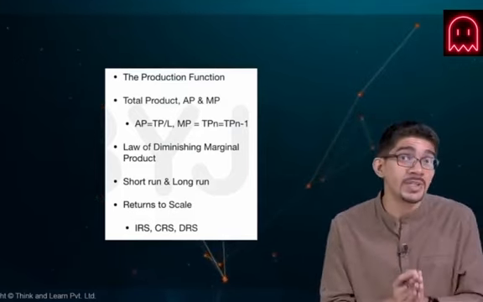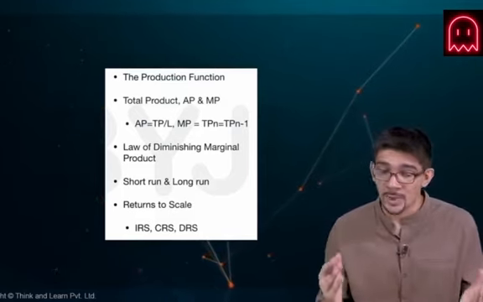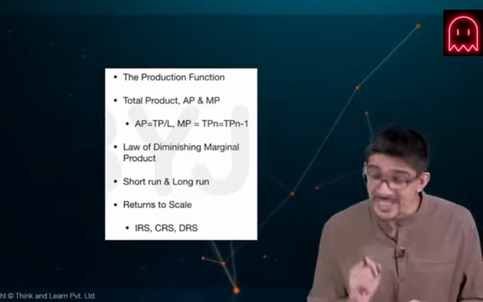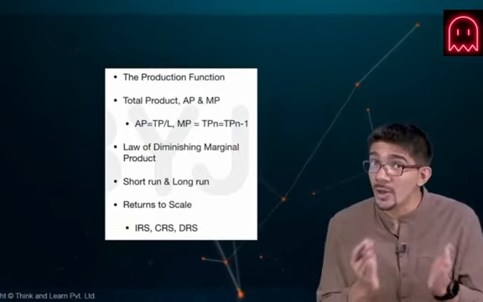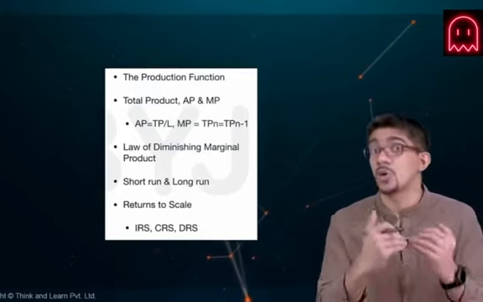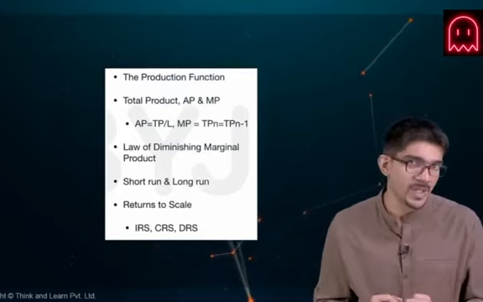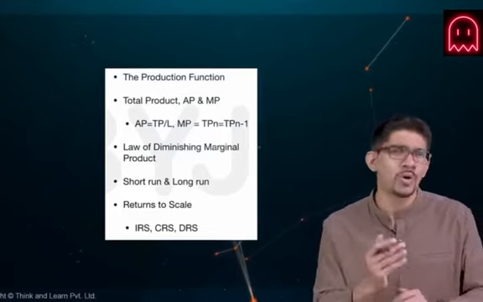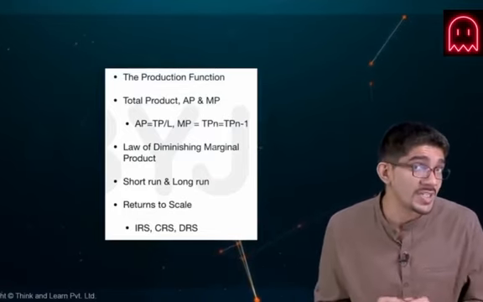Also, you should be familiar with the laws such as the law of diminishing marginal product and short run and long run distinctions, as well as the returns to scale concept such as increasing returns to scale, diminishing returns to scale, constant returns to scale, etc. So if all these concepts are clear, let's move on to the questions. Let's go to the first question now.